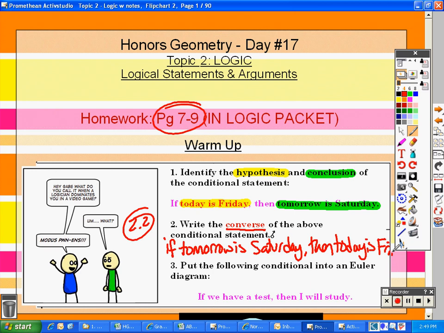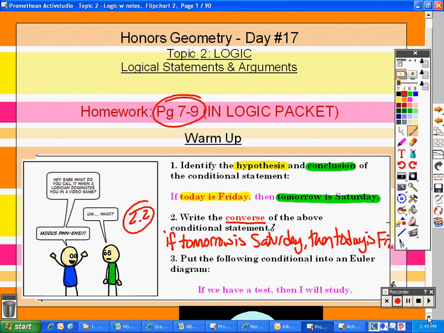Finally, last part of our warm-up. Put the following conditional into an Euler diagram. If we have a test, then I will study. Yesterday we learned about those Euler diagrams. They were kind of like a big box, and inside the box was a circle, so we're going to make that here.